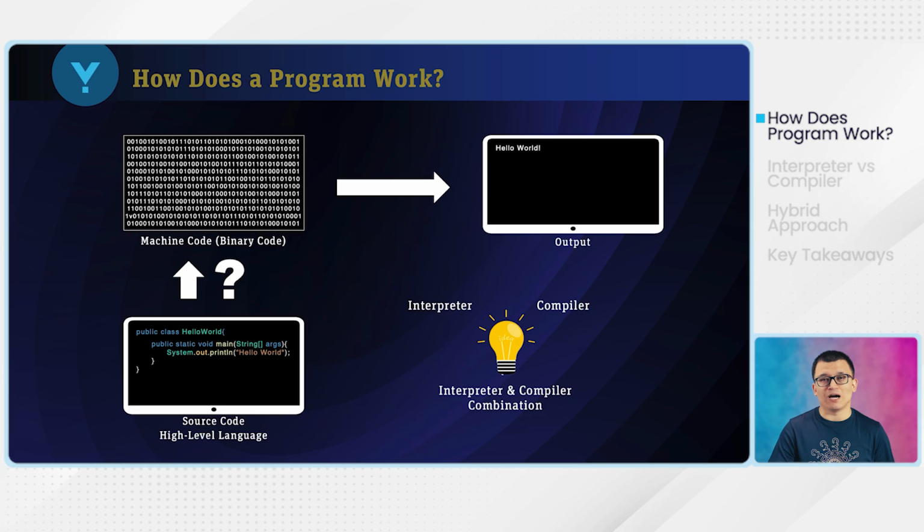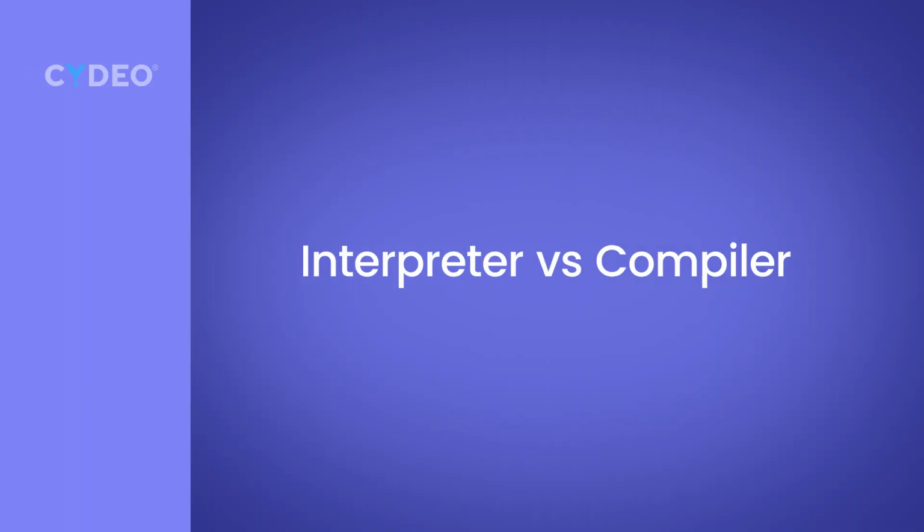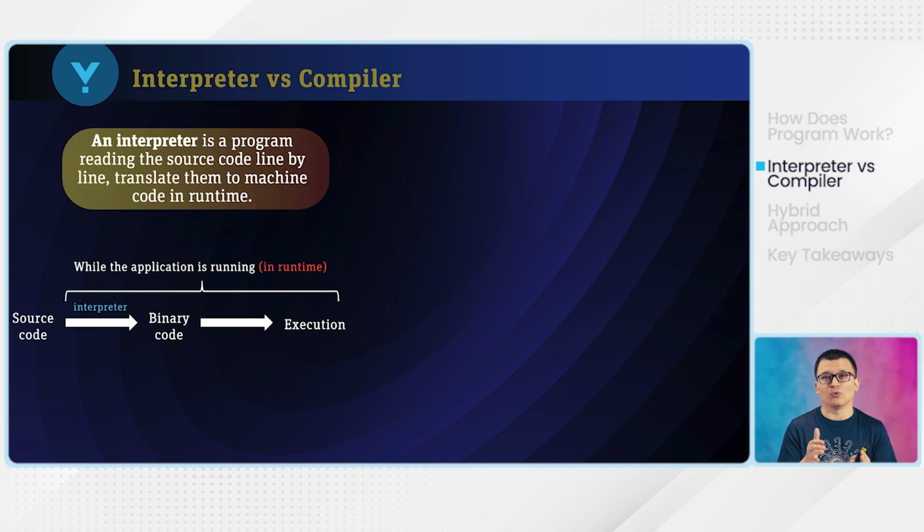And what does it mean by interpreter and compiler? So we just stated that we need either an interpreter or a compiler or both of them to be able to run our program, to be able to translate these source codes into the binary code so that the computer can understand, right? So what does it mean by interpreter?